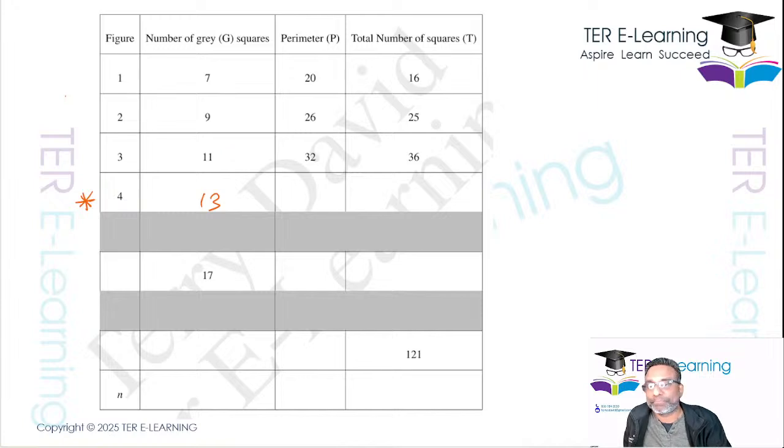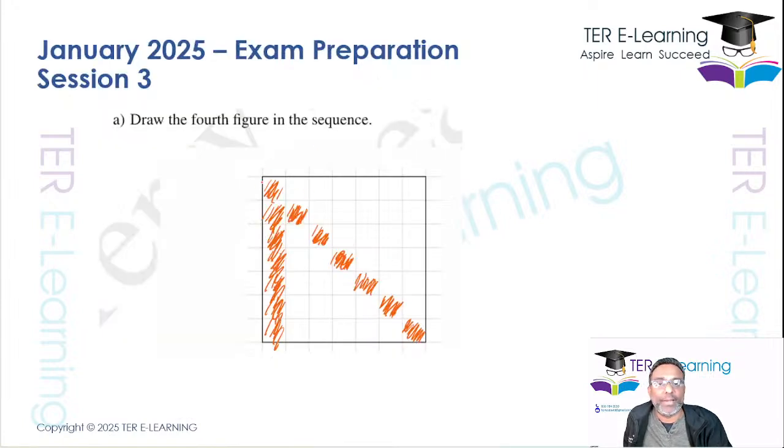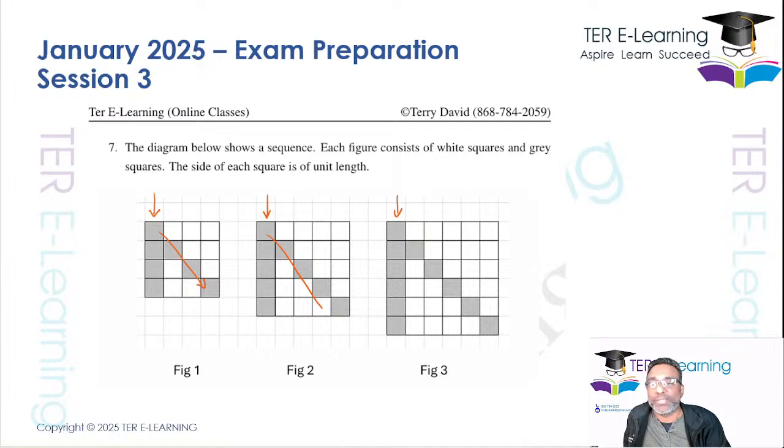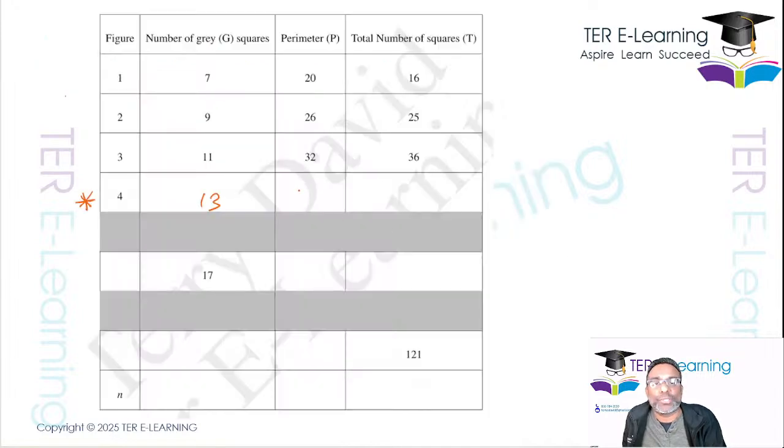The perimeter, if we look at the diagram here, the perimeter of the 4th figure. I keep going like this: 1, 2, 3, 4, 5, 6, 7, 8, 9, 10, 11, 12, 13, 14, 15, 16, 17, 18, 19, 20, 21, 24, 25, 26, 27, 28, 29, 30, 31, 32, 33, 34, 35, 36, 37, 38. Let me see that making sense. I'm getting a total of 38. That's what I'm getting here.